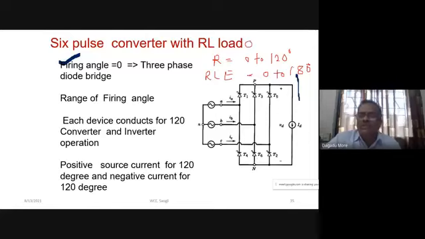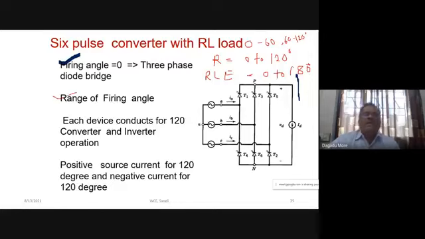Out of that, 0 to 60 degrees is continuous conduction, and 60 to 120 is discontinuous conduction. So in case of resistive load, up to 0 to 60 degrees we are having continuous conduction, and from 60 to 120 it will be discontinuous. But in case of RL load or RLE load, alpha is varying from 0 to 90. Again, this full control converter works in two quadrants, rectifier operation as well as inverter operation.